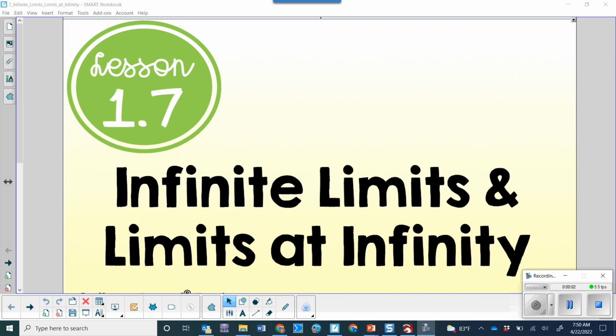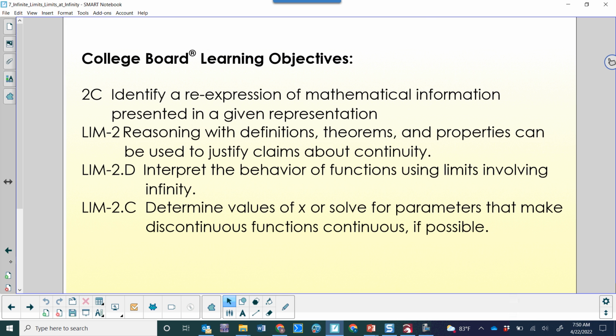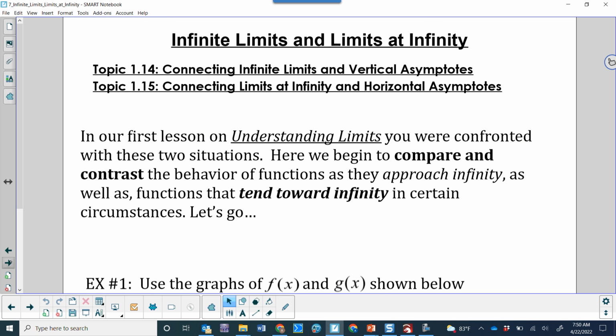All right, another video on limits. This is infinite limits and limits at infinity. Some of these limits you've already talked about have to do with asymptotes, so we're just going to formalize them a bit and connect that, again, better with the limit notation.